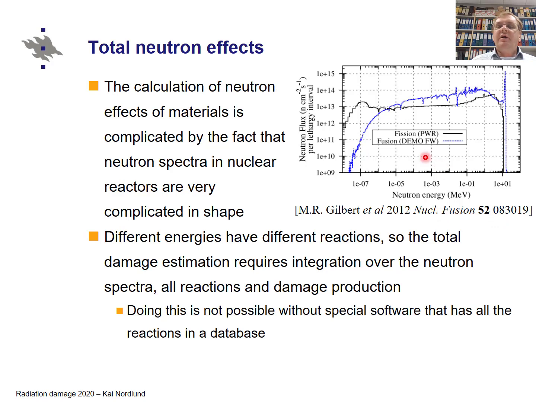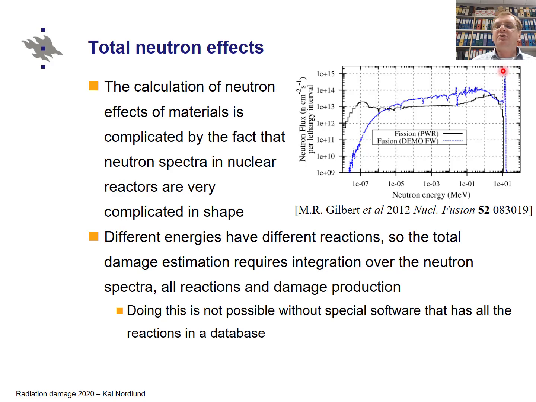This graph here illustrates the distribution in the neutron flux as a function of neutron energy in a fusion environment. The blue curve is DEMO, which is supposed to be the first fusion power plant. It doesn't exist yet, so this is from a DEMO design study. And then the black curve is a regular fission pressurized water reactor, a regular fission reactor which does exist. And what is noteworthy here is that the neutron spectrum is quite different, especially in fusion.